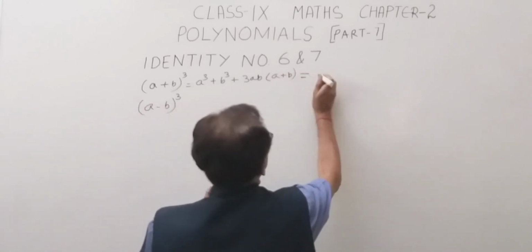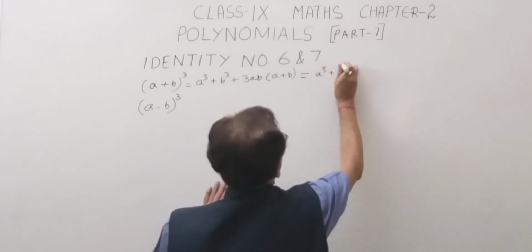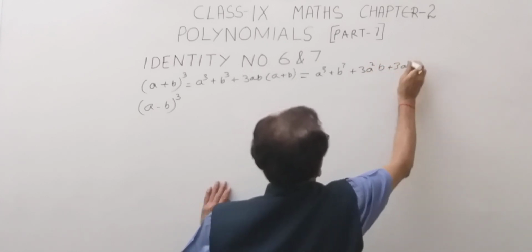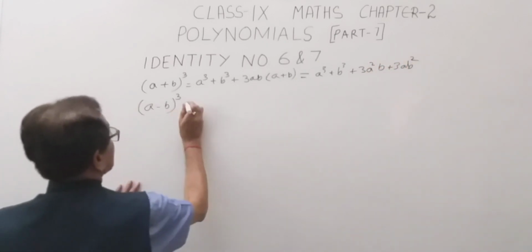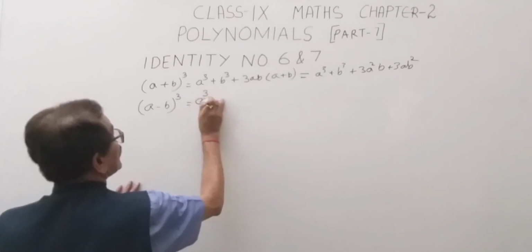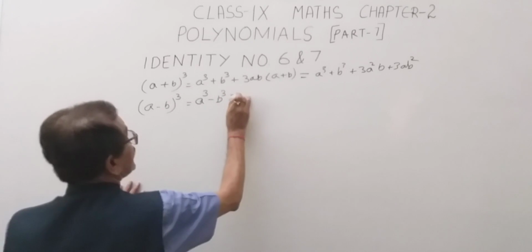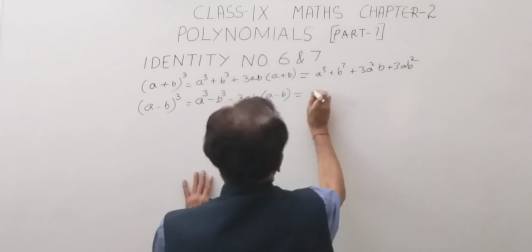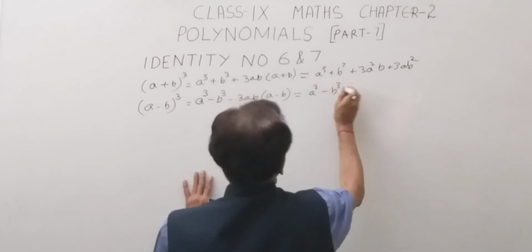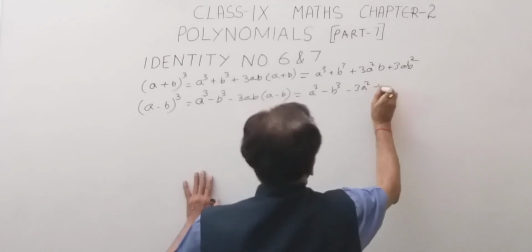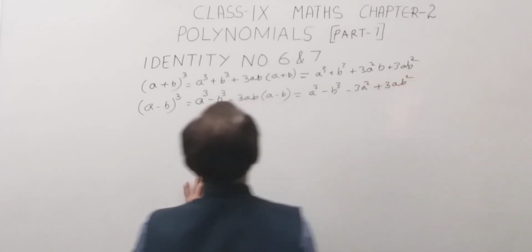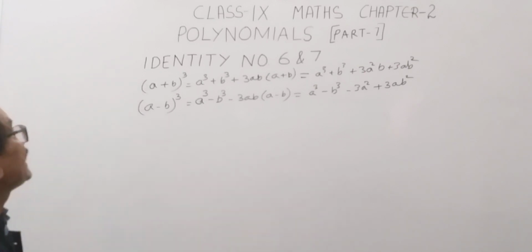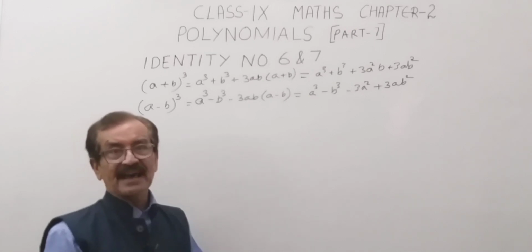And this can be expanded further as a cube plus b cube plus 3a square b plus 3ab square. And for the minus case, the first term remains positive, and the rest of the terms are negative. By expanding it, I get a cube minus b cube minus 3a square b plus 3ab square. So this is our identity number 6 and this is identity number 7. And let's take some questions on these identities.